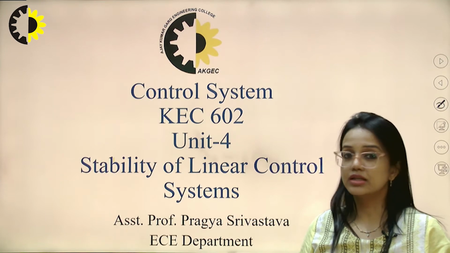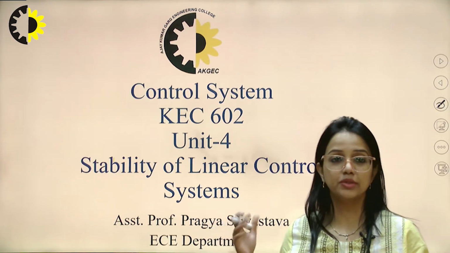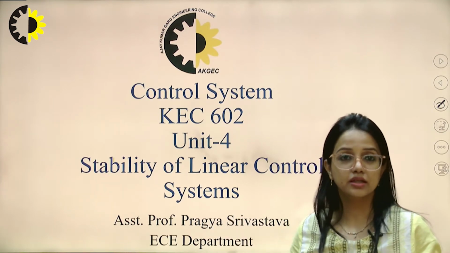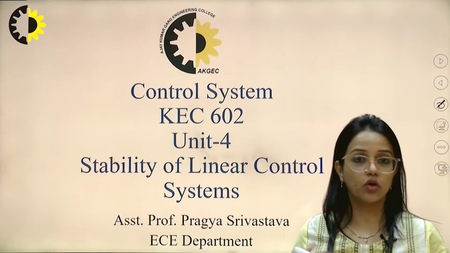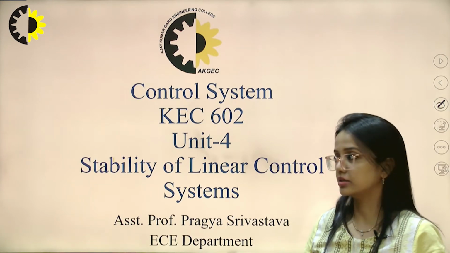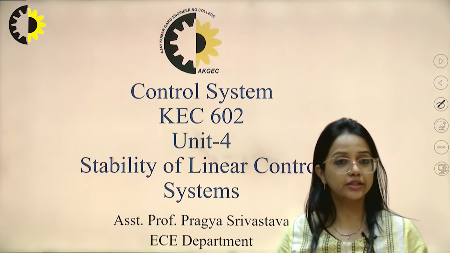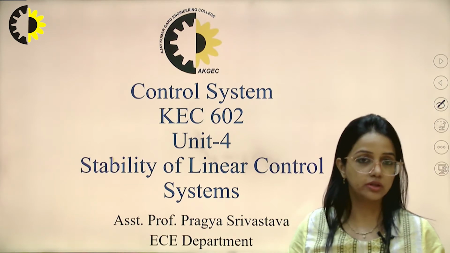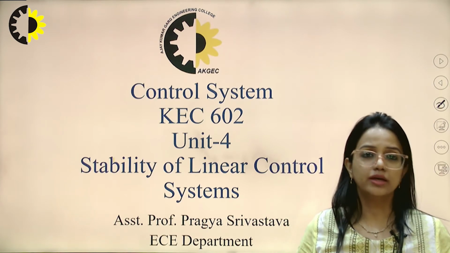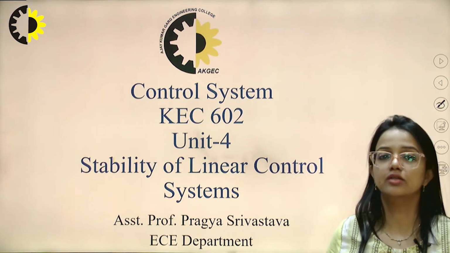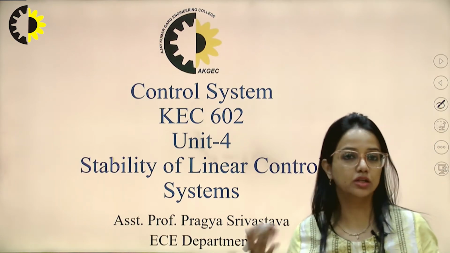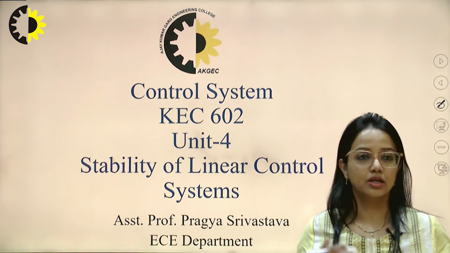And presently in this lecture I'll be discussing the method called root locus, and in unit 5 we will come across another two methods which are Bode plot and Nyquist plot. So Nyquist criteria to predict the stability. So that is how we will go ahead and proceed in this course.